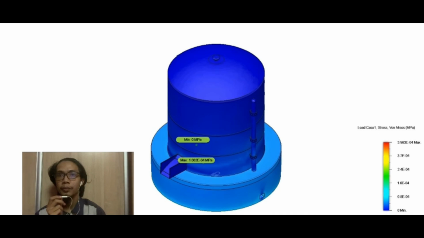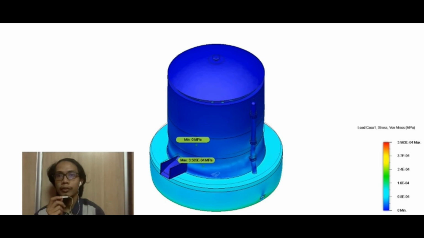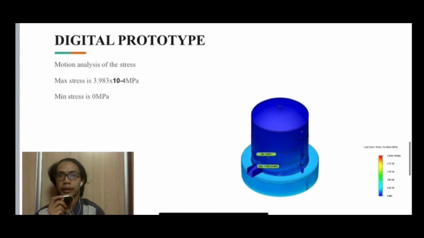From the previous video, this analysis is the stress of the product. The force has been placed on the base of the generator. The force used is 100 Newton because of the upper part plus the 5 kg of flour to be inserted into the sieve. As you can see, the product has a stress of 3.983 times 10 to the power of negative 4. This product can withstand the force of the flour and the upper part.